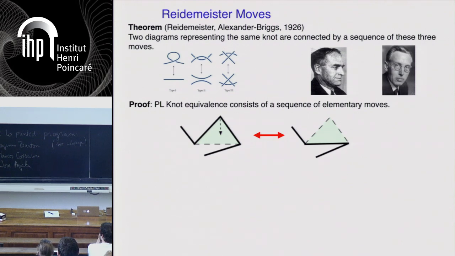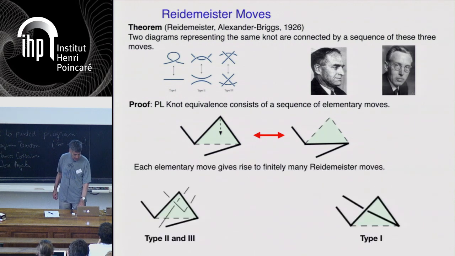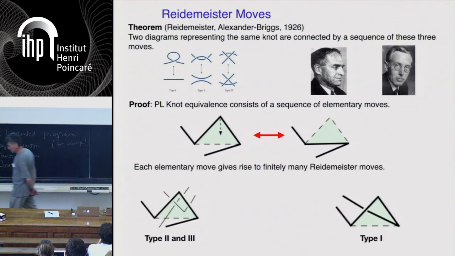This is called an elementary move in PL topology. You look for a triangle that's disjoint from the knot, and you slide two edges of the triangle to the third, or you go backwards, slide one. So this is the move that really gives you equivalence of polygons in R3. And once you realize that, then it's immediate to see why Reidemeister moves are what connects knots.